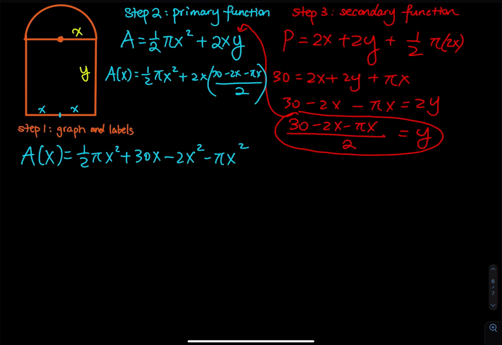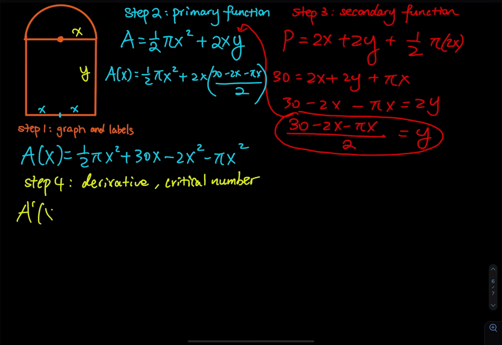The next step is we have to find the first derivative and then find the critical number. Okay, so moving on to step 4. We have to find the derivative and critical number. A prime of x: we bring the 2 down, so we have pi x, plus 30 minus 4x, and then bring the 2 down, minus 2 pi x, and then we set that equal to 0.